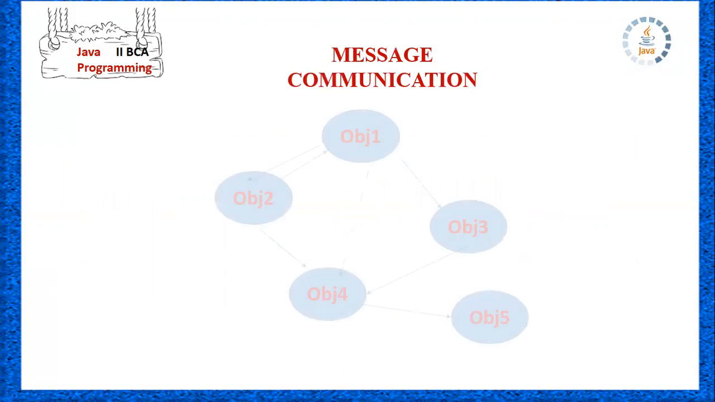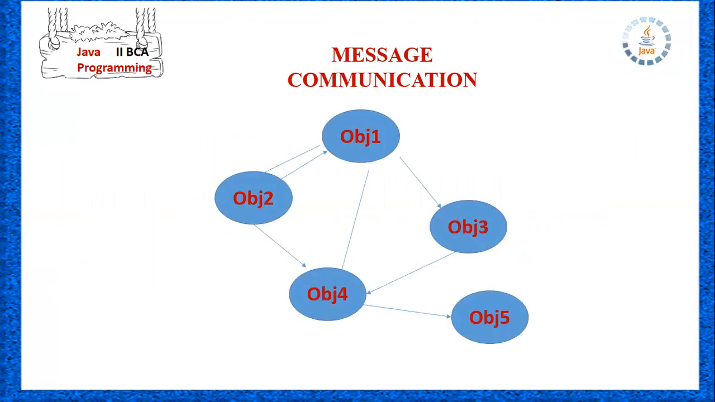The next one is message communication. An object-oriented program consists of a set of objects that communicate with each other. The process of programming in an object-oriented language involves some basics. First, you create the classes, then you create objects, and finally you establish communication among the objects. This figure represents five different types of objects. All these objects communicate with each other. The objects communicate with one another by sending and receiving information much the same way as people pass messages to one another.